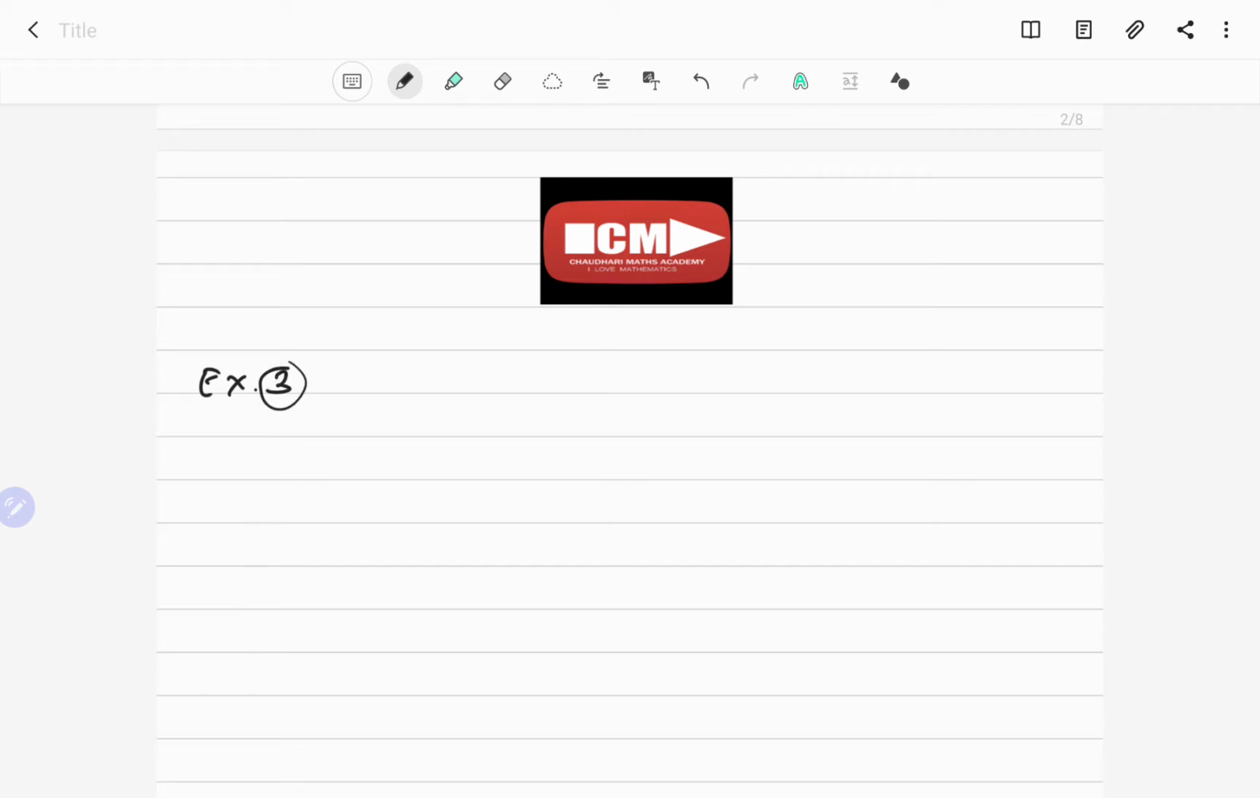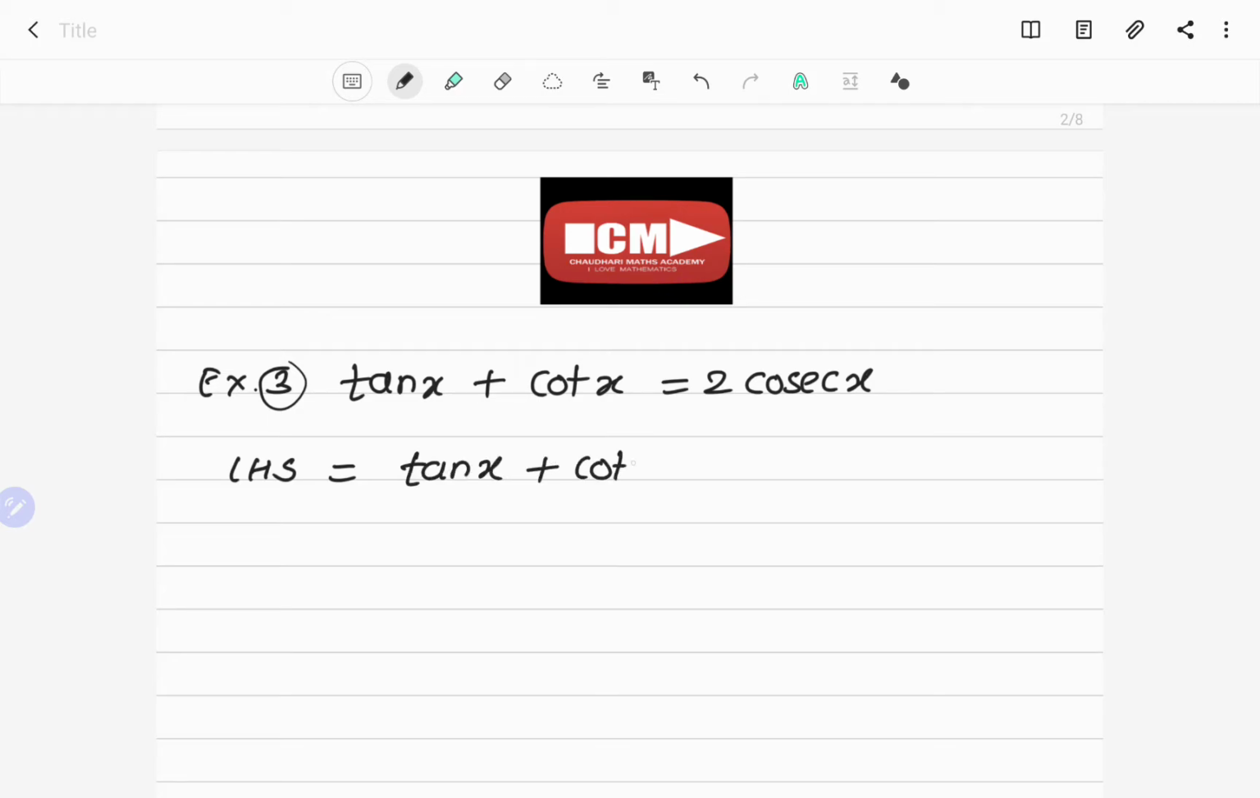So example number 3. The next problem is, what you have to prove here is tan x plus cot x is equal to twice of cosec x. This is the thing that you have to prove. Tan x plus cot x equal to twice of cosec x. So let's start with the left hand side. The left hand side is tan x plus cot x.